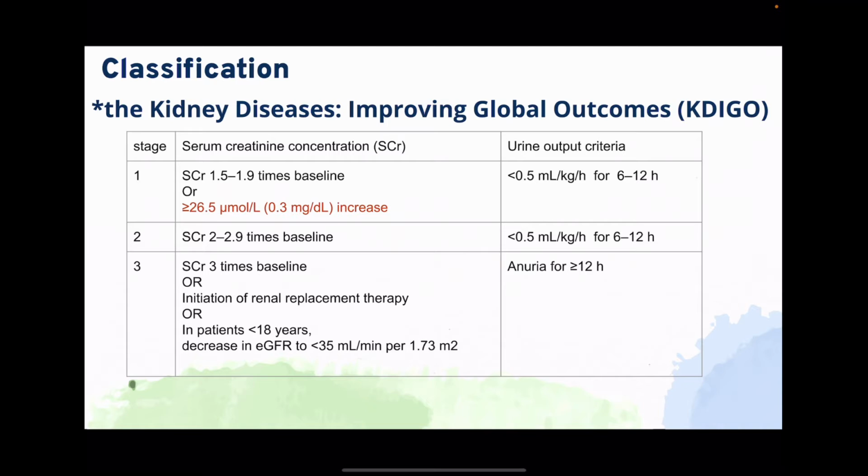في classifications كثيرة للأكيوت كيدني injury، بس أهم شي تعرفونه اللي هو ارتفاع في السيرم creatinine concentration بمقدار أكثر من أو يساوي 26.5 micromole per liter, which is 0.3 milligram per deciliter within 48 hours.